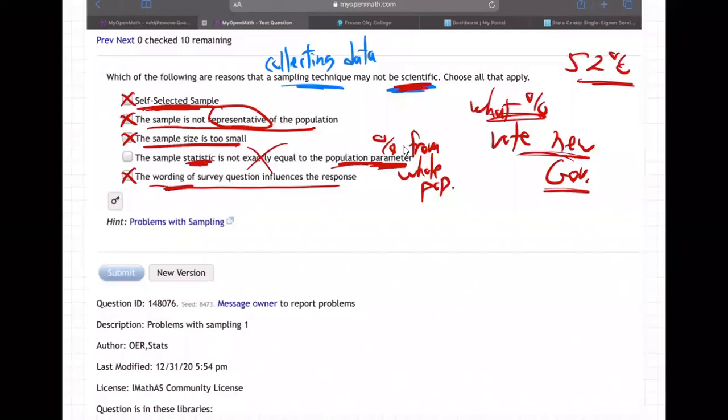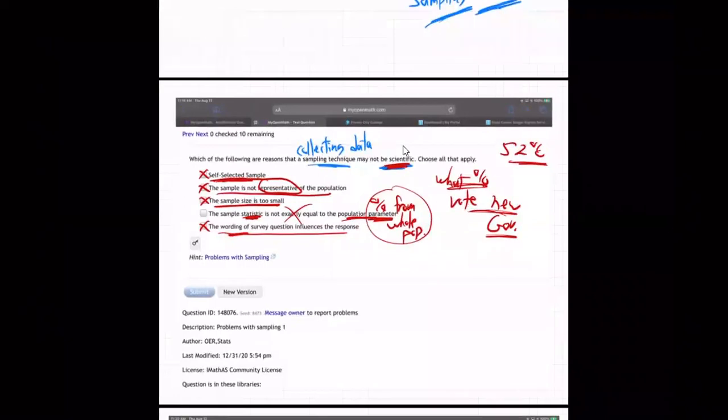Those are all different ways to wreck a survey, but not that it comes out different from the actual percentage of the whole population. That's what we're trying to figure out. What percentage of the whole state of California are going to vote? Of course, our estimate will not be the same as the real answer, but it's not a problem. It's not a scientific problem.